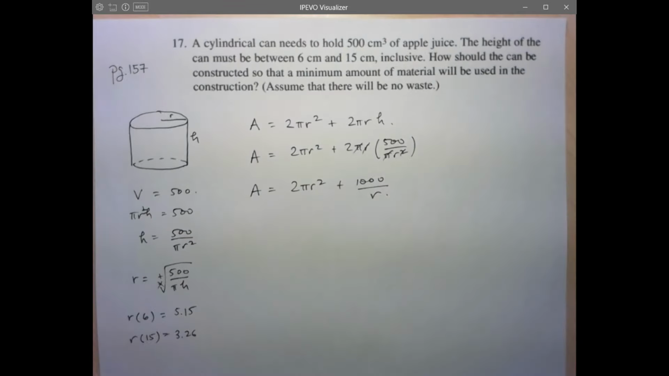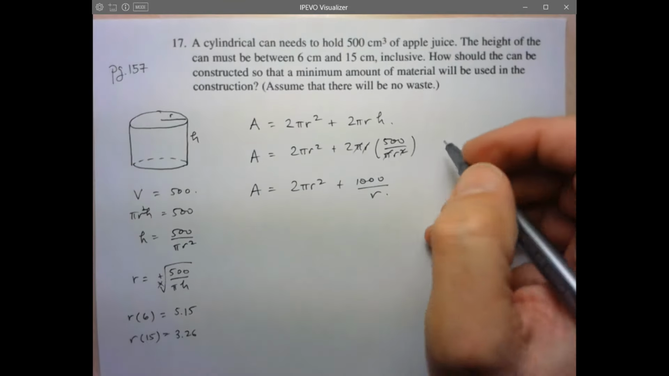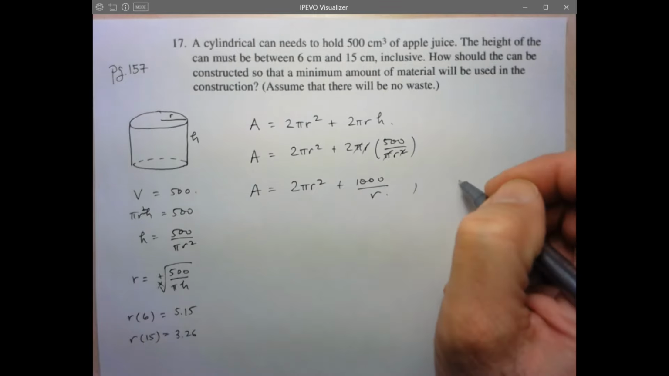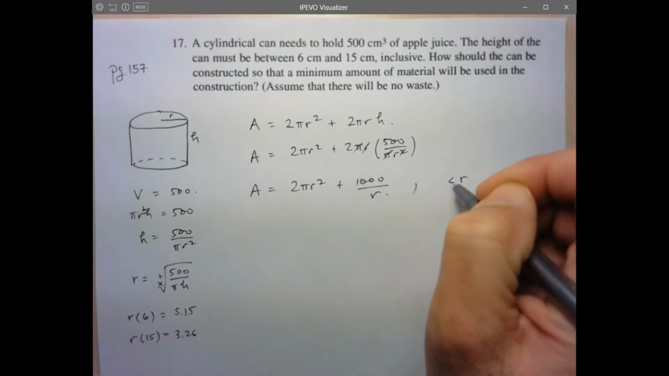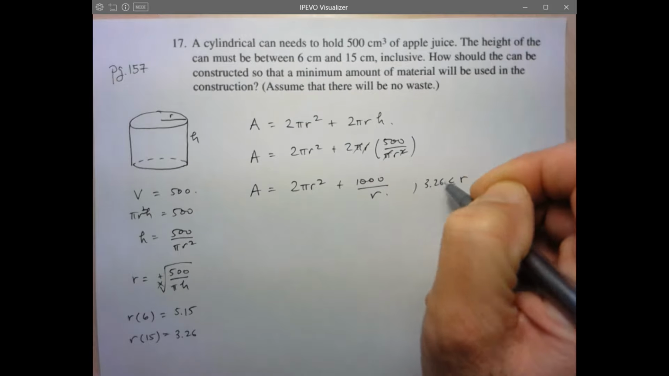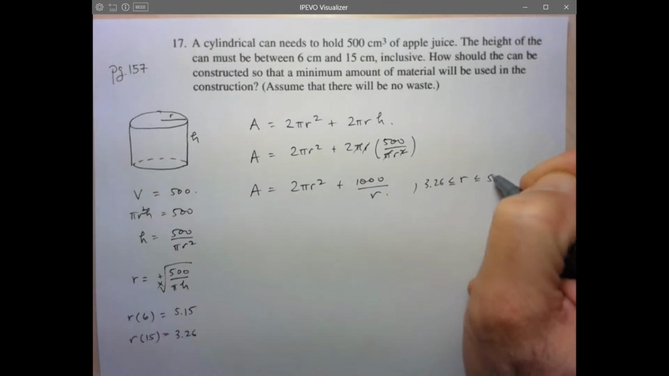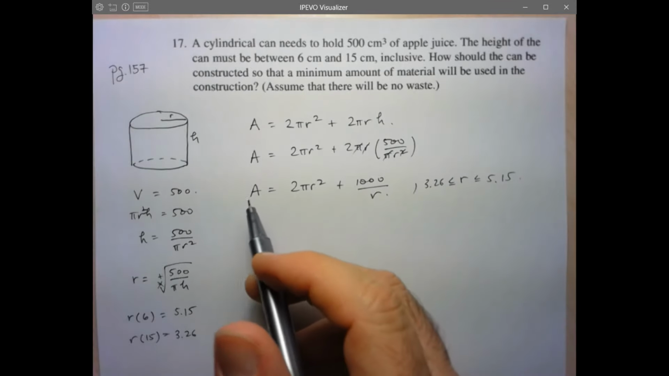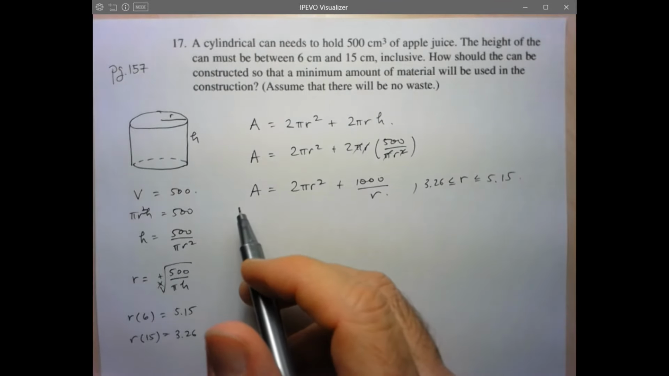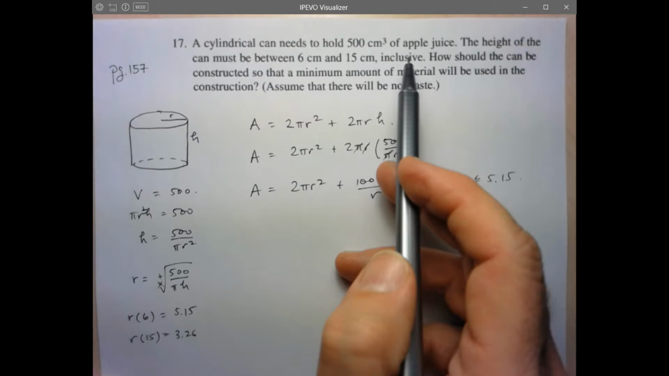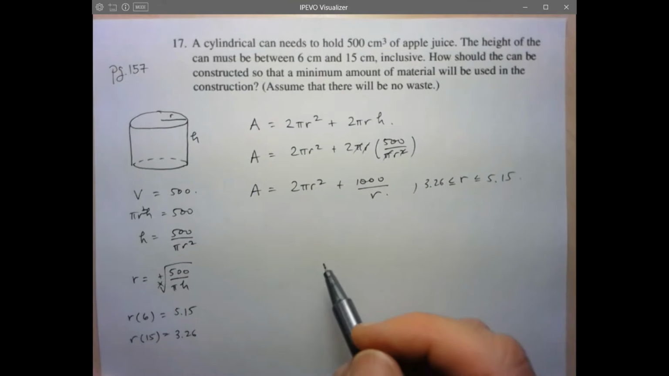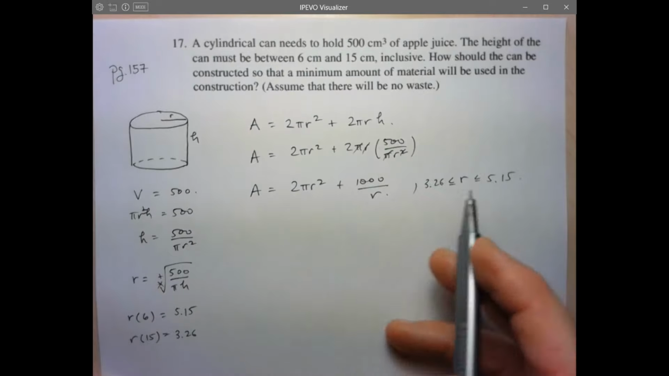All right, so again, whether this was worth it or not, who knows, but this is where I decided to go. So I'm just going to say now that r has to be greater than or equal to 3.26 and less than or equal to 5.15. Notice here I'm approximating because I'm working on an application question. All right, and here they are saying inclusive, so that means we are including the endpoint. So I'm working on a closed interval. Okay, so now we have our model with our domain.